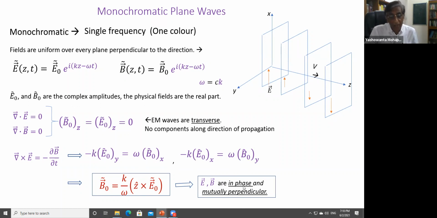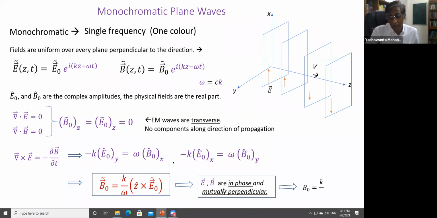What is important is that E and B are in phase and are mutually perpendicular. B naught and E naught are mutually perpendicular and they are in phase. When E is going through a maximum in one direction, B is also going through a maximum in its own direction. They are perpendicular, and each one is in phase, but in two different independent perpendicular directions. So E and B are in phase and mutually perpendicular.